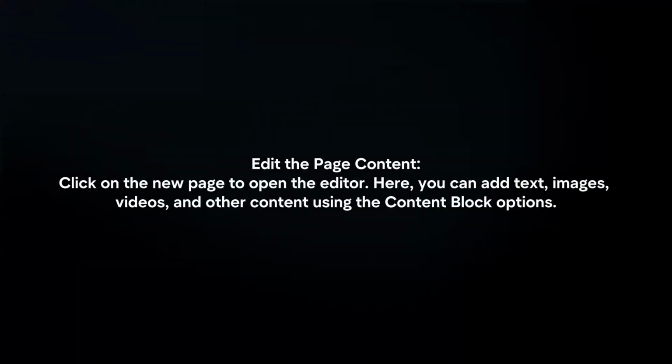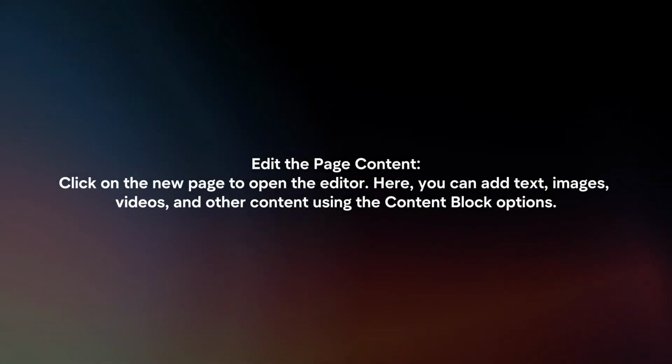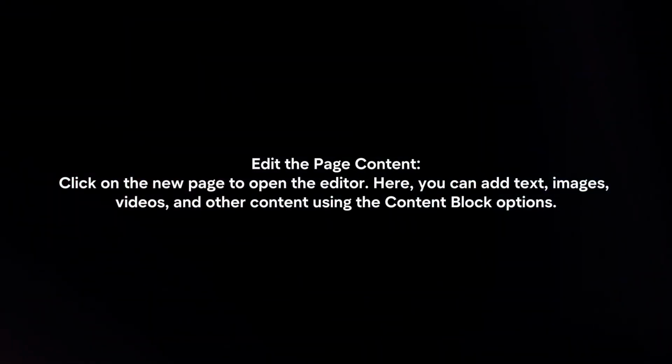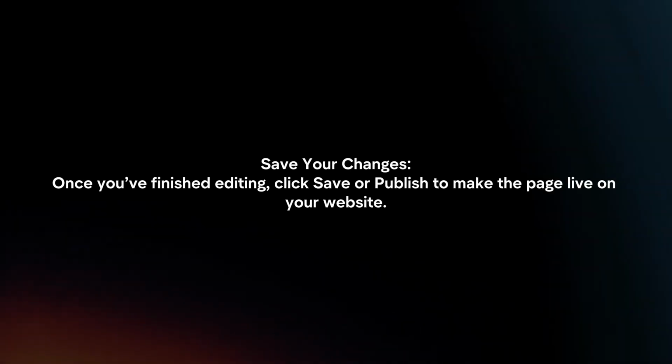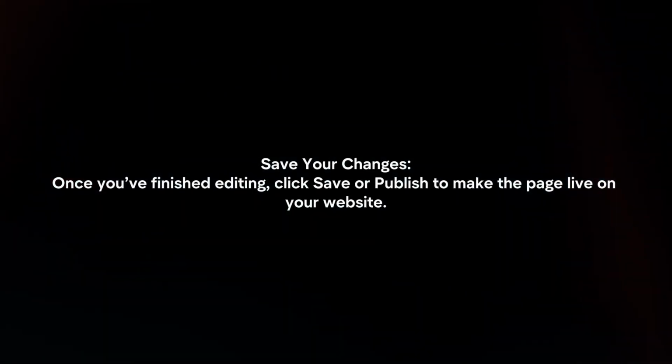Edit the page content. Click on the new page to open the editor. Here, you can add text, images, videos, and other content using the content block options. Save your changes. Once you've finished editing, click Save or Publish to make the page live on your website.